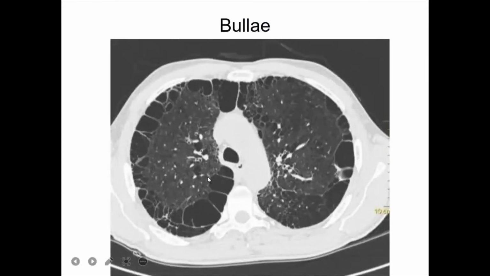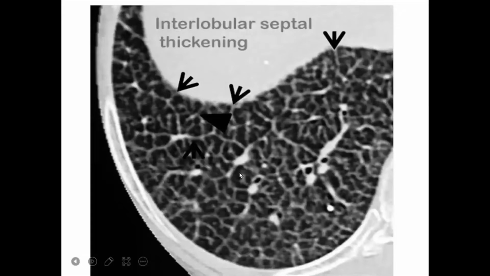Here I have intentionally placed a slide to demonstrate paraseptal emphysema. In paraseptal emphysema, you can see the bullae are distributed more at the periphery, or they can rupture to form a spontaneous pneumothorax. Next is interlobular septal thickening. As I told you, the septa are not usually visible in normal HRCT, but in some pathological conditions they may become highlighted.